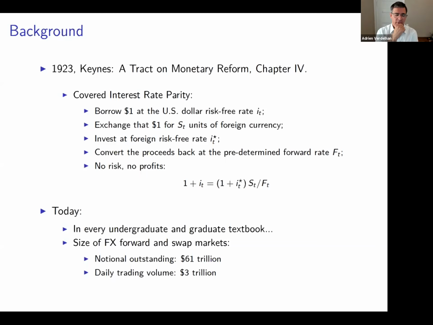So the first part of the talk started out of the uncovered interest rate parity. Now I'm going for the covered interest rate parity. So bear with me. Just do the following thought experiment. Borrow $1 at the US dollar risk-free rate, same notation as before, I_T. Now you can exchange that dollar for S_T units of foreign currency, let's say yen, 100 or so yen. Now you can invest at the foreign risk-free rate, so still at the Japanese yen risk-free rate, I star.